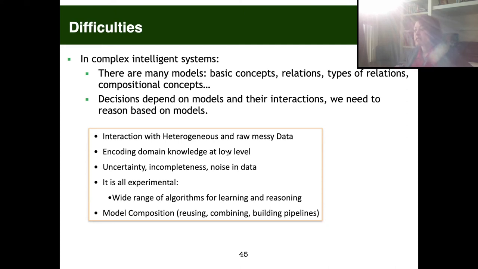So encoding domain knowledge is at a lower level. It's not independent from the algorithms that you're using. We have uncertainty and incompleteness, noise in the data, and machine learning is experimental. We need to try many different techniques. Before doing them, we cannot really theoretically say which one should be better. And then we have model composition.